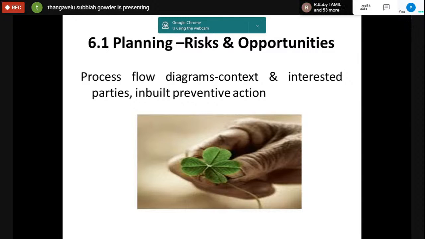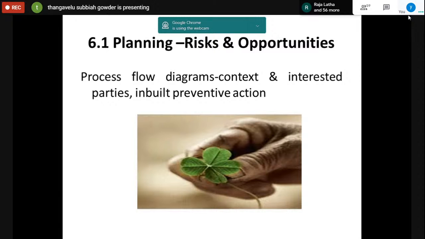It can be for 1 year, it can be for 2 years, it can be for many years. We should identify the risks and present controls available to manage the risks. Apart from this, what are the opportunities? What are the opportunities we are missing, or if we can provide some resources, what are the additional opportunities available for us to implement? That also will be identified.